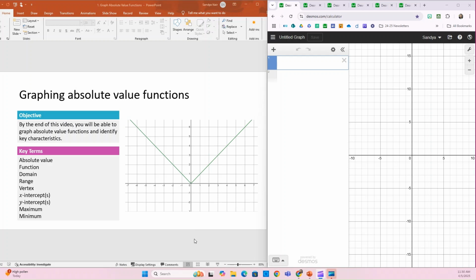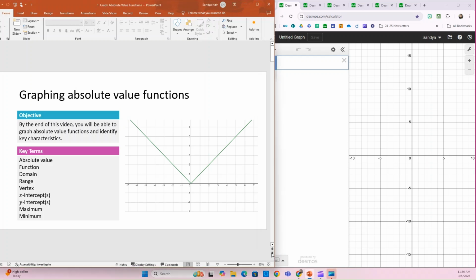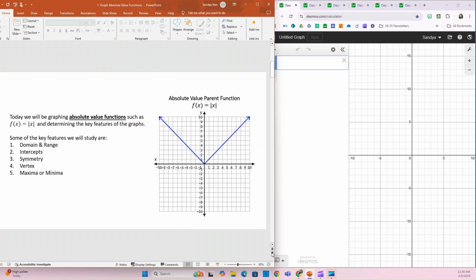In this video, we're going to talk about how to graph absolute value functions and identify key characteristics. So today we'll be graphing absolute value functions such as f of x equals the absolute value of x and determining the key features of the graphs. Some of the key features we're going to be studying are domain and range, intercepts, symmetry, where the vertex is, and whether the graph has maxima or minima.